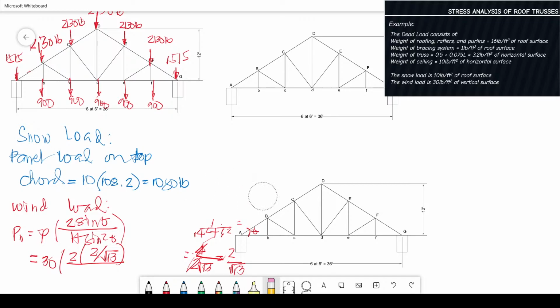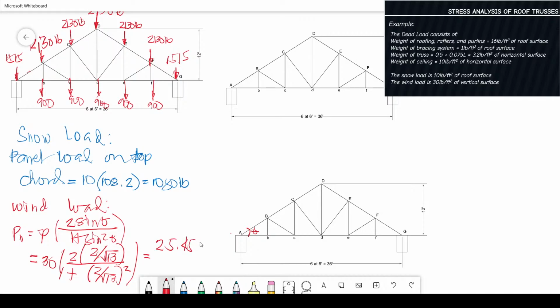Of course, for theta you can use arctangent. Same procedure. So where are you now? Okay. Then, 1 plus 2 square root of 13, squared, which is equal to 25.45 pound per square foot.